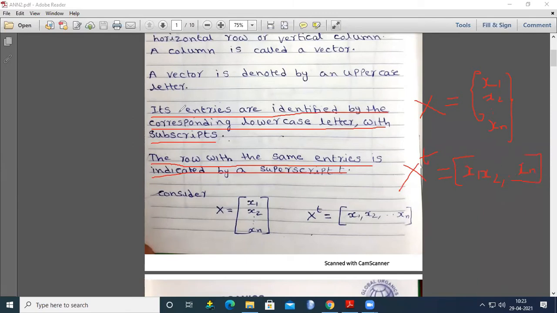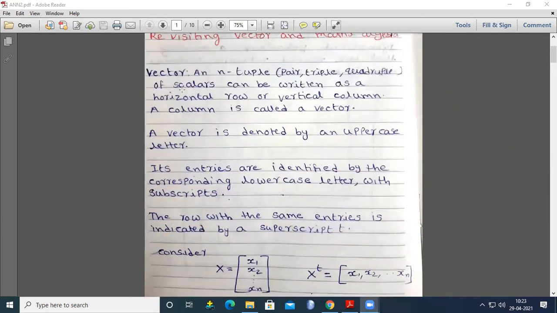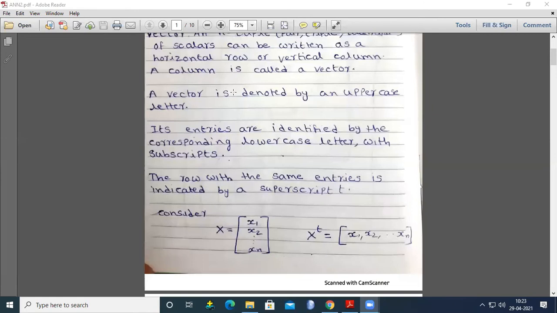Simply saying, a vector is an n-tuple of scalars, which can be written as a horizontal row or vertical column, and its entries are identified by the corresponding lowercase letters with subscripts, and the row with the same entries is indicated by a superscript t. So here we are representing the entries column-wise, and here the same entries are represented row-wise.